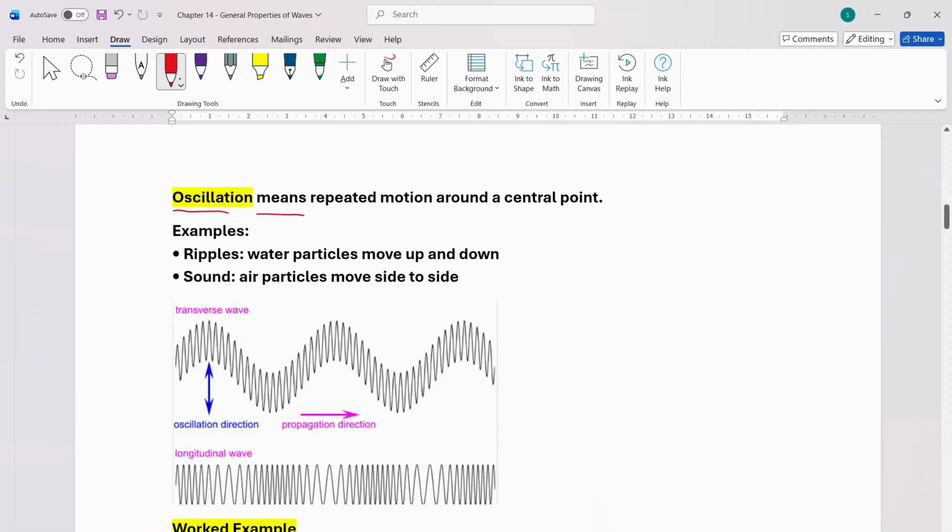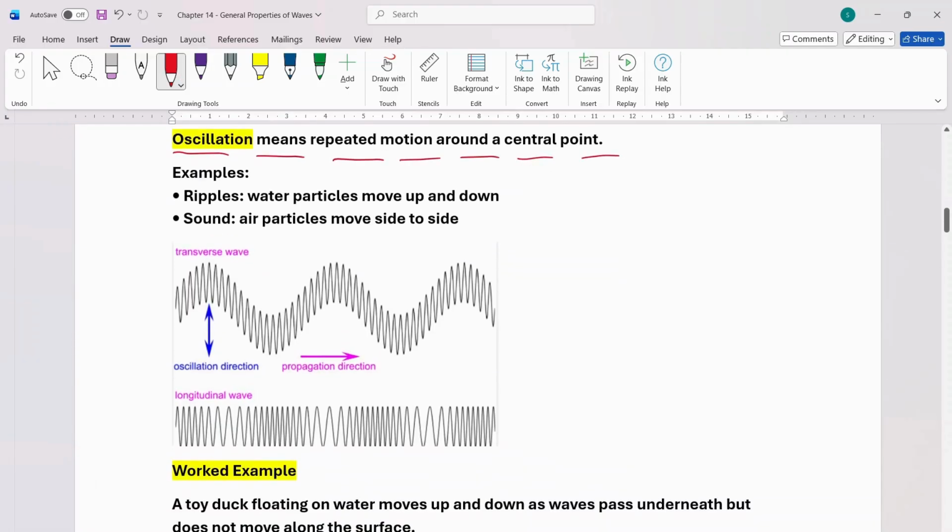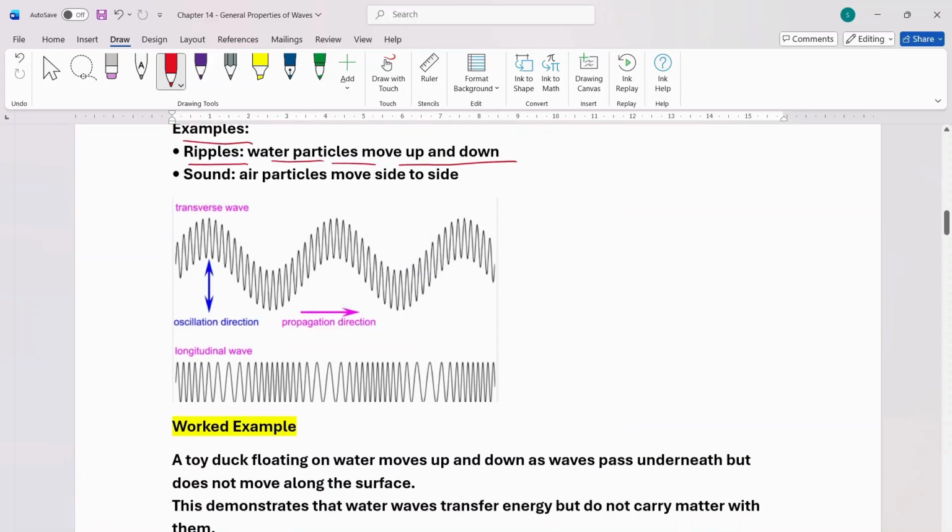Oscillation means repeated motion around a central point. Examples: in ripples, water particles move up and down. In sound, air particles move side to side. This vertical direction is called the oscillation direction. This horizontal direction is called the propagation direction. These are the longitudinal waves and these are the transverse waves.